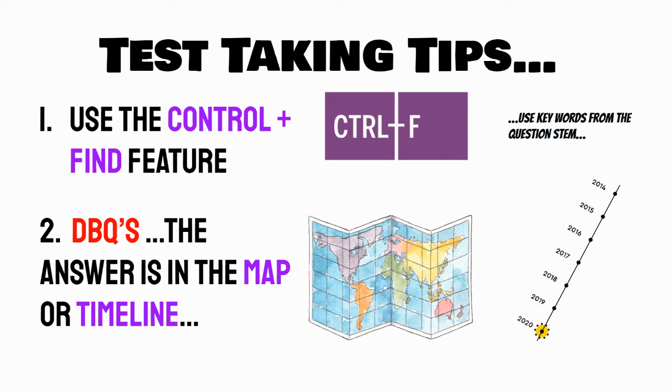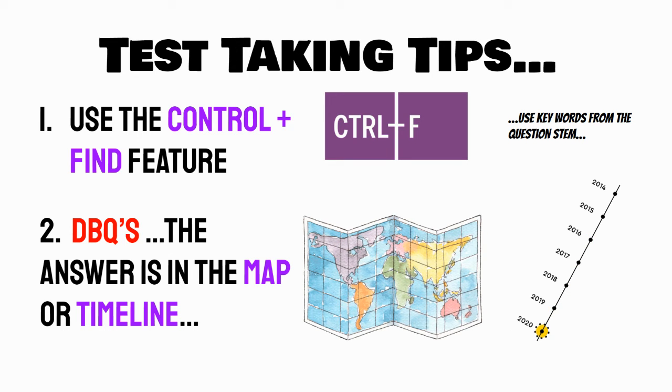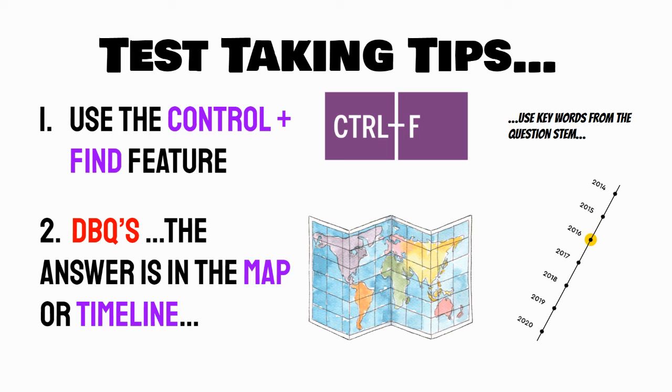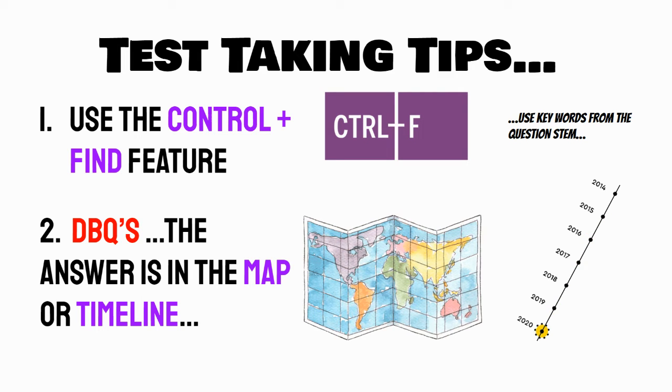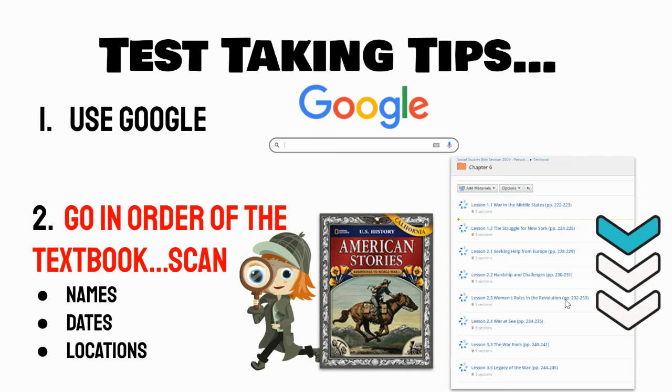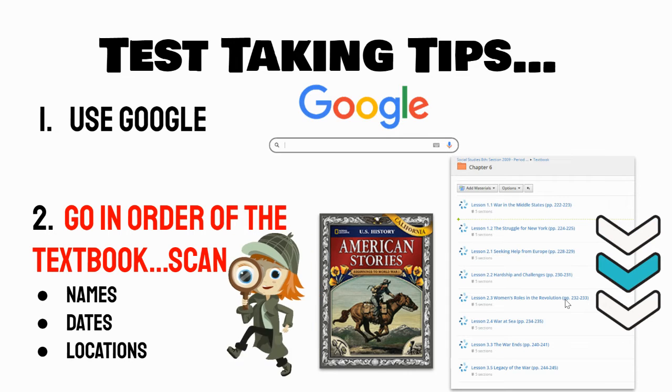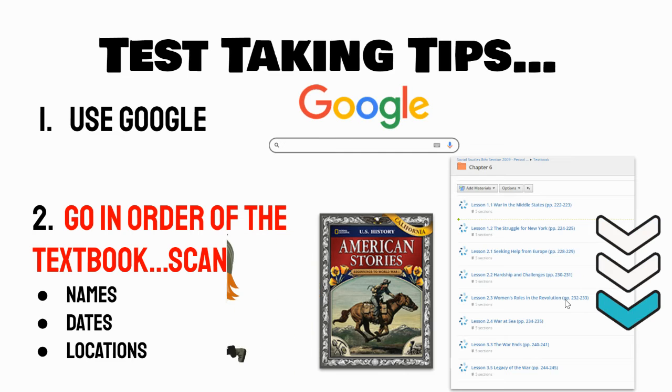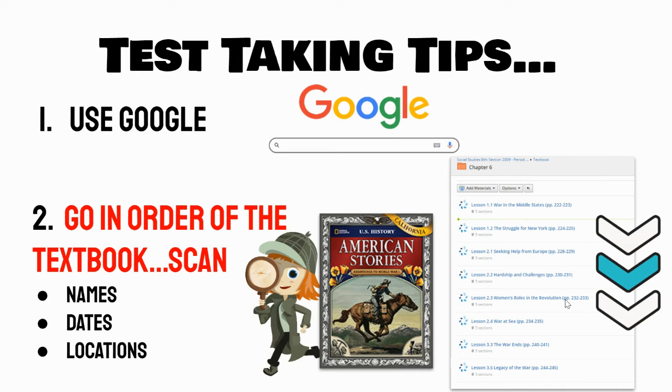Now you can search for it if you need to, but I think the map is looking for battles and locations, and the timeline is looking for certain events. So you won't need to use any research for that, which saves time. However, if you do come across a question that you can't find in the textbook for whatever reason, and you've gone through all of the lessons in the textbook, then use Google. Of course, it's going to give you thousands of results. You'll just have to pick the top ones, use the find feature, and select the best answer.